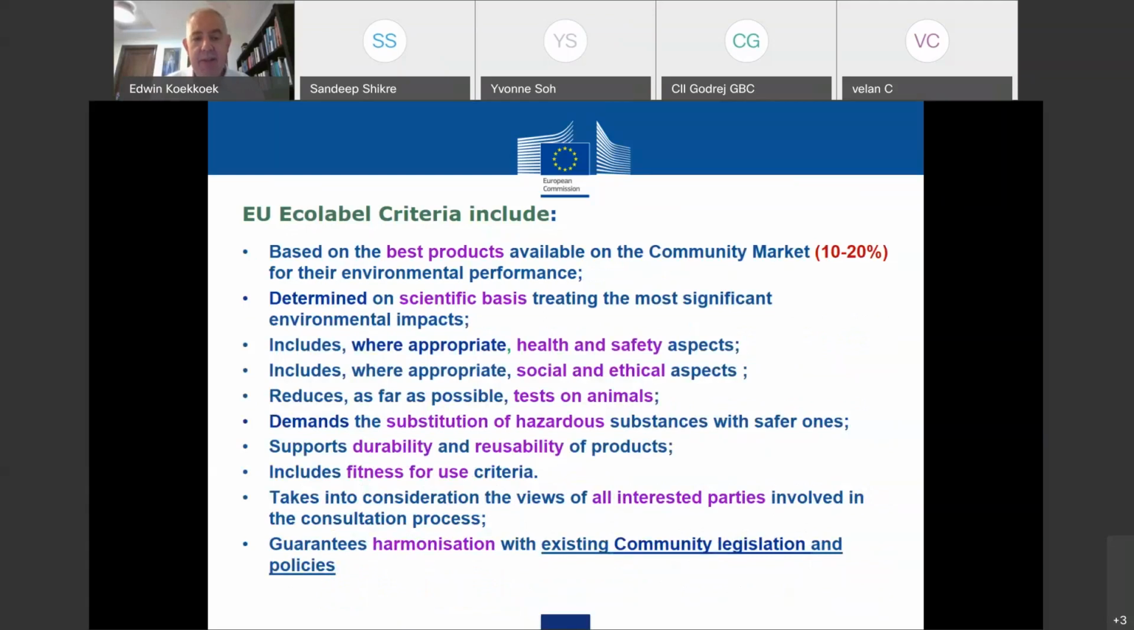Very quickly, some criteria. So to get the EU Eco Label criteria, you need to be among the best products available on the community market, so the 10 to 20% best products. This needs to be based on a scientific basis, looking at the most significant environmental impacts. The label looks also at health and safety aspects, social and ethical aspects. It needs to reduce, as far as possible, tests on animals, and hazardous substances need to be substituted with safer ones. Perhaps also important, and that's perhaps also again important for the building sector, the label takes into consideration the views of all interested parties involved in the consultation process.